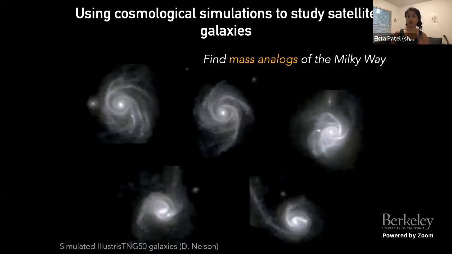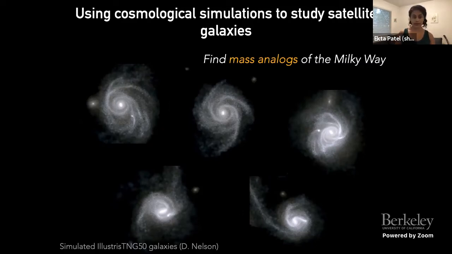So let's take a look at what some of the data products that come out of these types of simulations, and particularly how I use these types of cosmological simulations to answer questions about satellite galaxies and the host galaxies that they orbit around. So what I do is I look in these simulations and I find mass analogs of the Milky Way. So the Milky Way is about 1,000,000,000,000 times the mass of the sun. So I roughly look for other galaxies that are also about 1,000,000,000,000 times the mass of the sun. So here are some examples of the galaxies from the simulation.